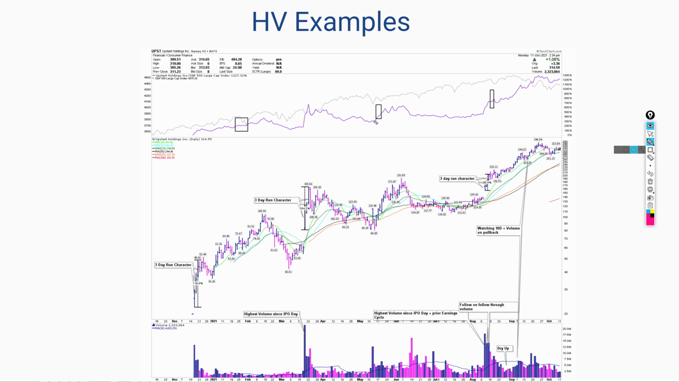And then this one, which is the last one, is the highest volume since last earnings, HVLE, which basically means this is the highest volume since IPO day. This was on an earnings catalyst. And then we see follow-on volume coming in on this particular day, right, which was the highest since the last earnings cycle that this particular name had. So this is still a winning characteristic, right?